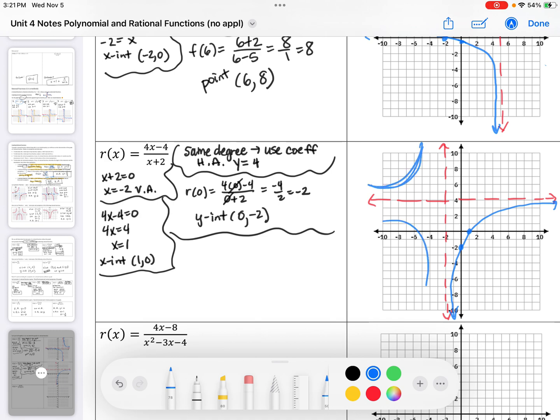But is our other branch going to be here or here? And that's what we've got to figure out by plugging in an x value on the left side of the vertical asymptote to get a y value and create a coordinate point. So let's use, how about -3? So let's do r at -3. Let's take our function and replace every x with -3.